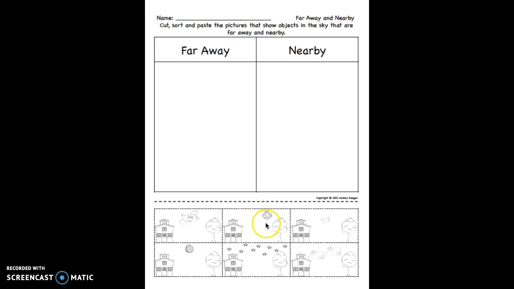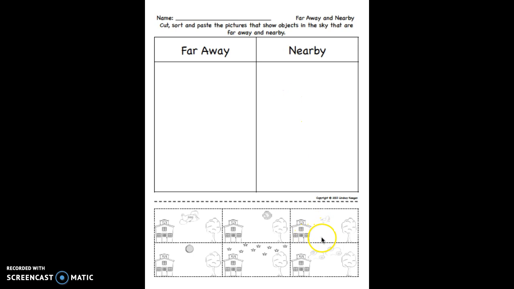I see this picture of, I think it's the moon. Would the moon be out far away in outer space? Or would it be nearby, right here on Earth, not in outer space? Place it where you think it goes.